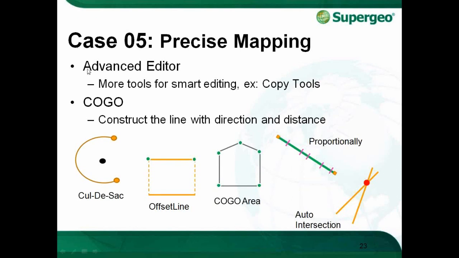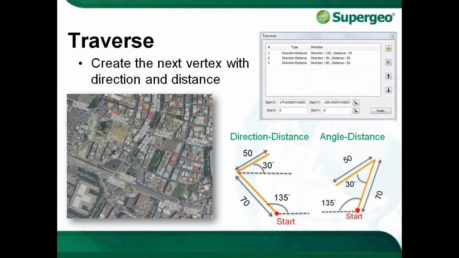So we got two new editors. One is called Advanced Editor. It has more tools for smart editing like copy tools, and we also have another function add-on called COGO that can help users construct the line with direction and distance more specifically. So I will just introduce some basic functions in this tool add-on.